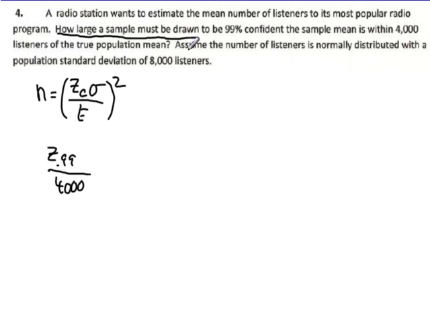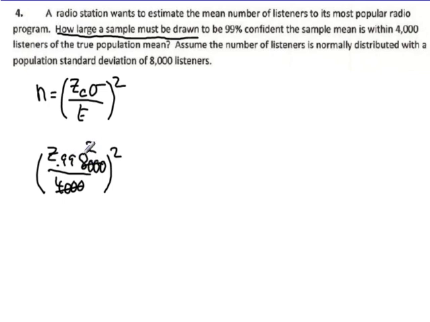And the standard deviation, as we said, is given in the next sentence. Assume the number of listeners is normally distributed, which we need for our value of Z here, with a population standard deviation, here we go, we got it, of 8,000. Plug this into the formula, slap some parentheses around it, and square. Now, might as well cross these off because the arithmetic's easy. 4,000 goes into 8,000 twice.